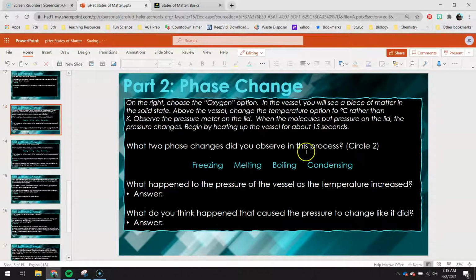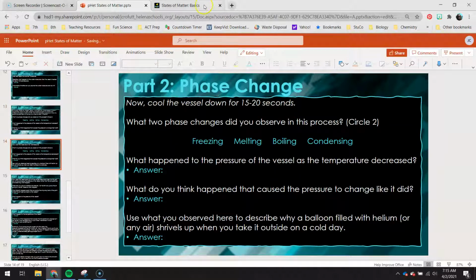What two phase changes did you observe in this process? So circle the two you saw. And what happened to the pressure of the vessel as the temperature increased? And what do you think happened that caused the pressure to change like it did? So again, we kind of talked about that just a second ago. What started hitting the top of the lid and the sides of the container to change the pressure?